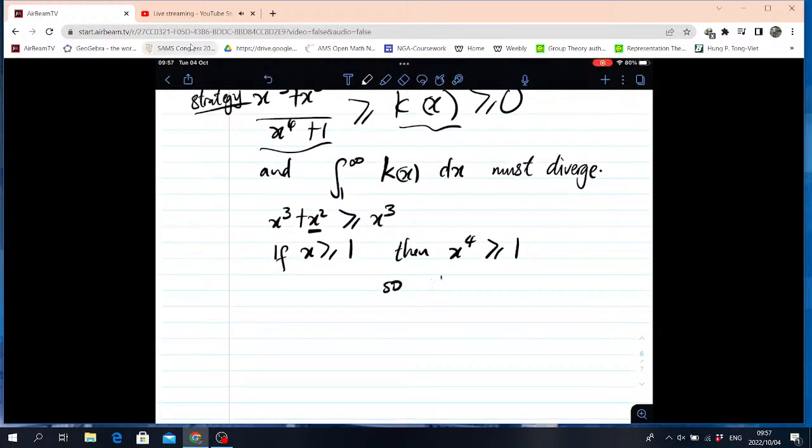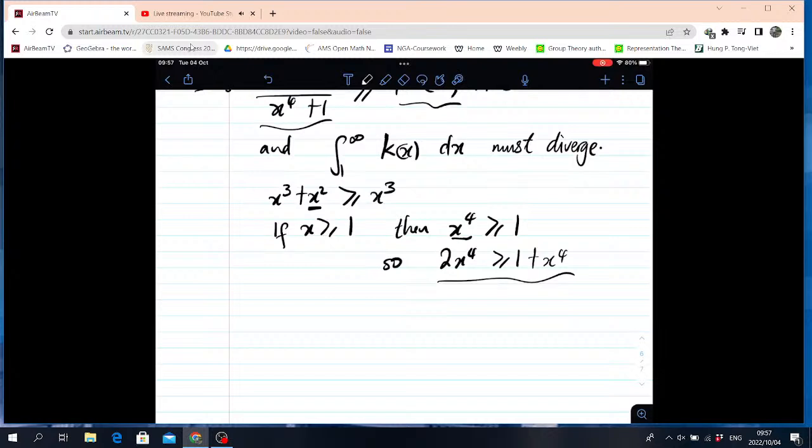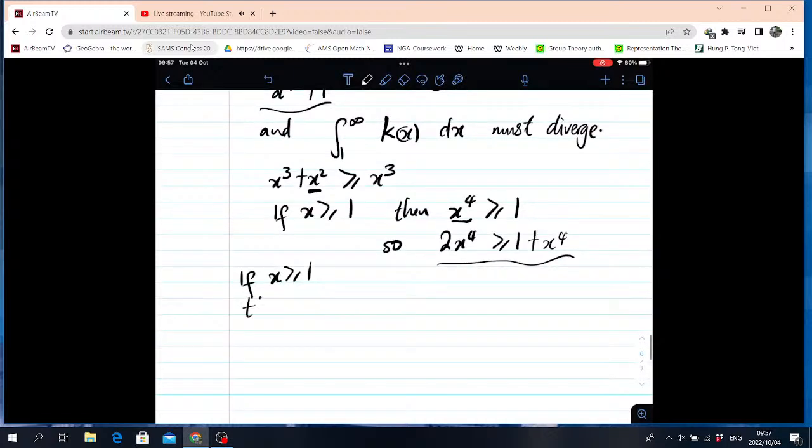So if I take 2 of these, then they are going to be greater than 1 plus x to the 4. So I just added x to the 4 on both sides, and then I end up with this. And from there, I can then say if x is greater or equal to 1, then I'm going to have x to the 4. Okay, well, it will work, right? I thought I made a mistake. Okay, so it should work.